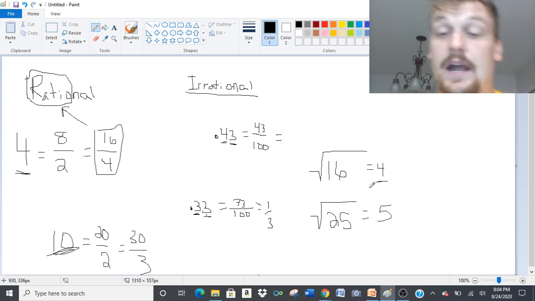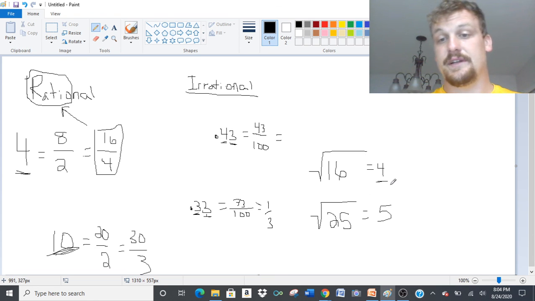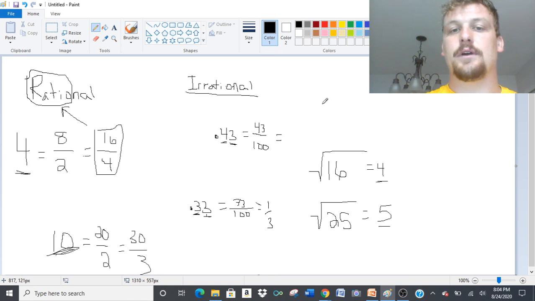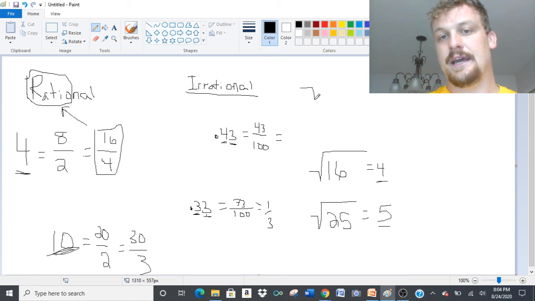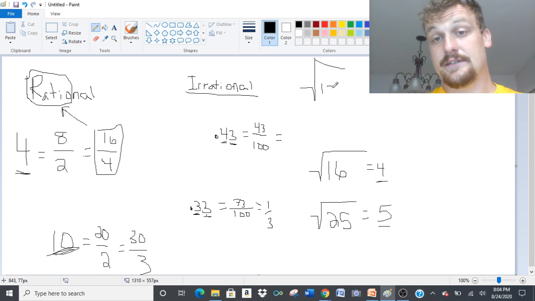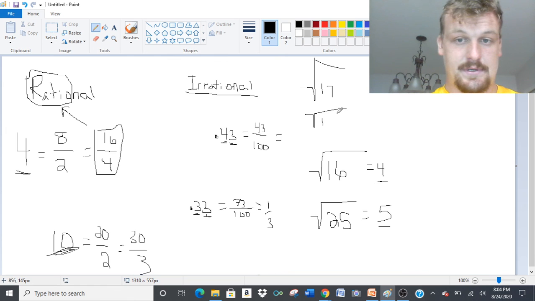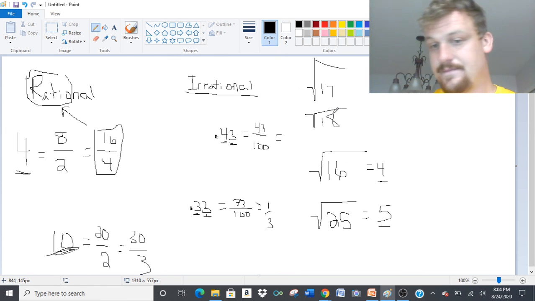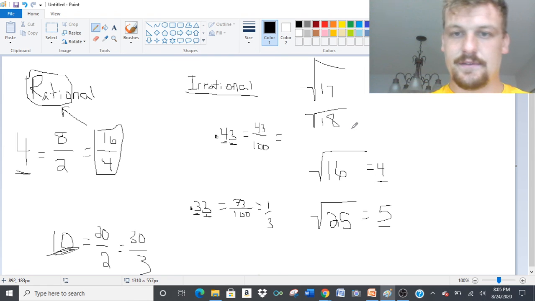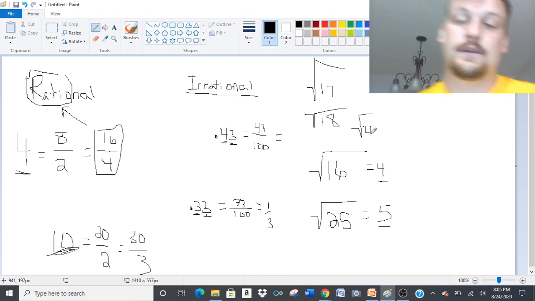So a non-perfect square root would be, since this is 4 and this is 5, any number between 16 and 25. So you could say the square root of 17 is irrational, the square root of 18, the square root of 21, sorry. The square root of 21 is irrational.